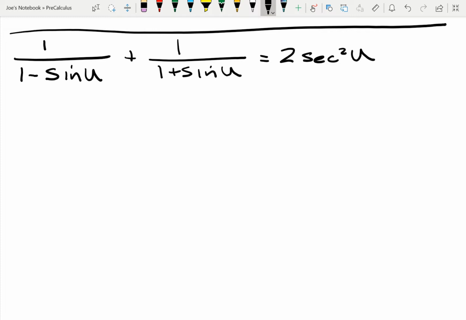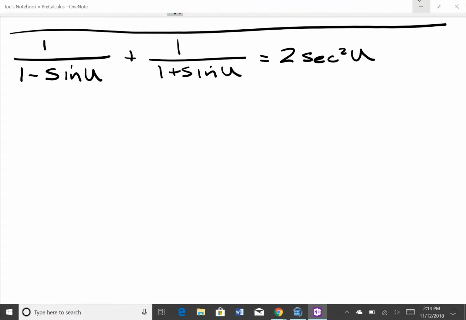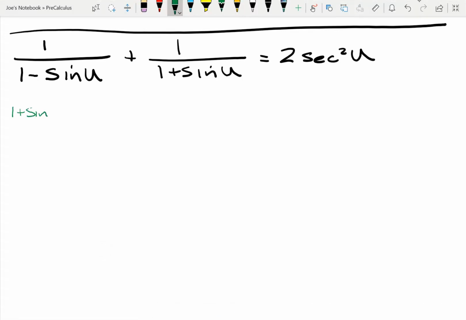To combine the fractions, 4th grade says we need common denominators. So let's do that. This is not a necessary step, but just for lecture, I'm going to multiply the left term by 1 plus sine of u over 1 plus sine of u. How much is 1 plus sine of u divided by 1 plus sine of u? 1. 1 times anything's itself, right? So we can do that. So then we're going to multiply that to the first term.